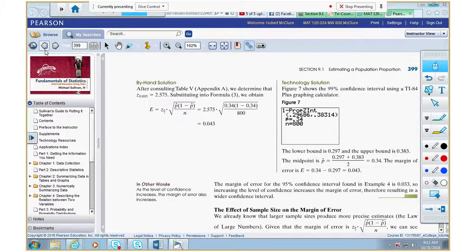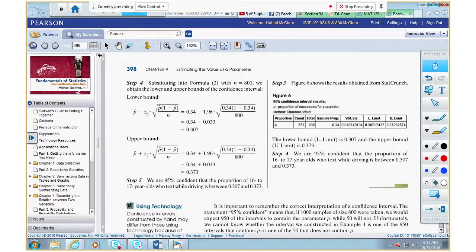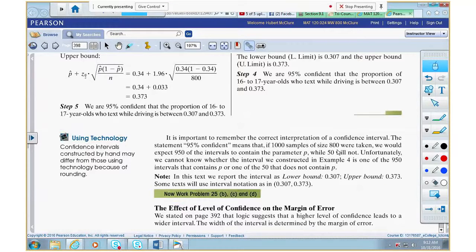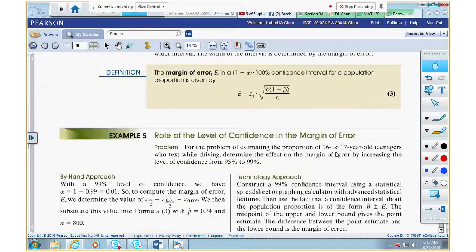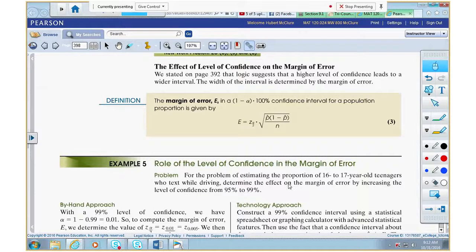Well, I guess they're not going to give us a good example. I skipped the page. This is the only one. For the problem, estimate the proportion of 16 to 17-year-olds who text while driving. Determine the effects on the margin of error by increasing the confidence from 95 to 99. Well, what if you did a 99% confidence interval?